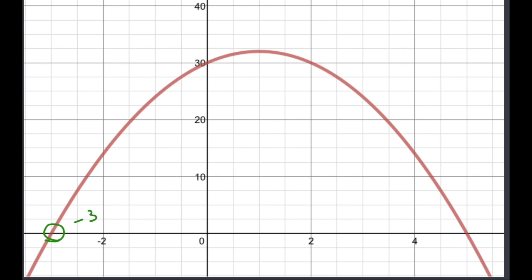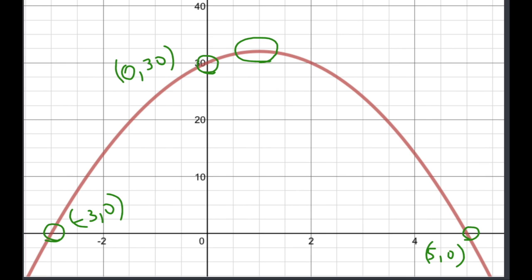And you'll notice the other x-intercept is x equals 5. So this one's (5, 0) and (-3, 0). You'll notice that the vertex is not very clear, but what is clear is the axis of symmetry. It looks like (0, 30) is a place on this graph. So I don't know the vertex, but I do know the x-intercepts and the y-intercept.